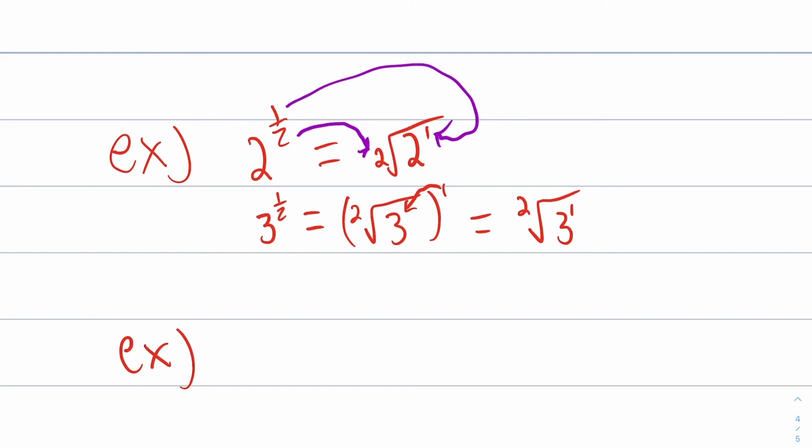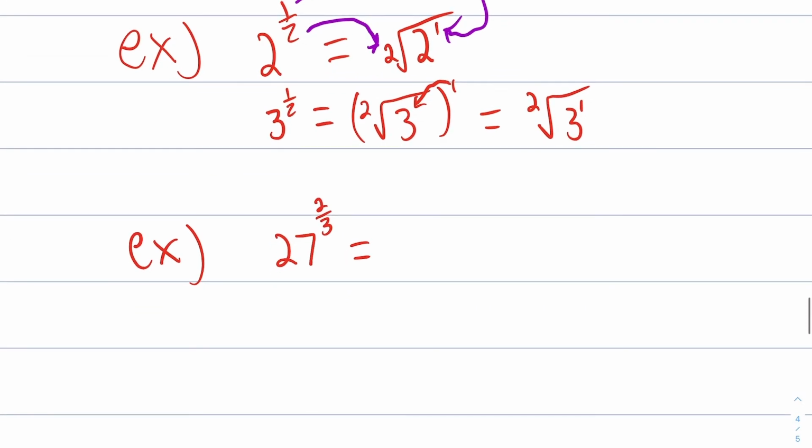For example, you could have 27 to the 2/3 power. If we change that, the number 27 is being raised to the power of 2/3. 2 is the top number, so that means we have 27 squared. 3 is the bottom number, so that means we have the cube root of 27.